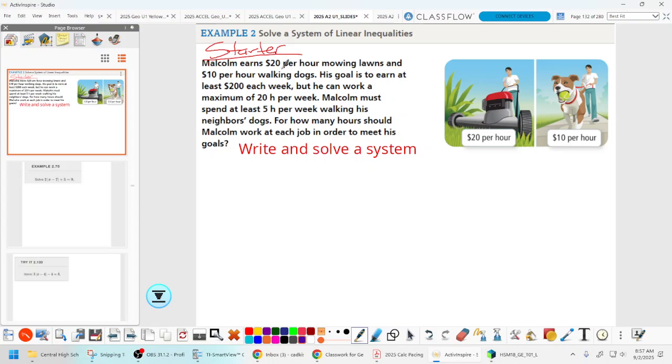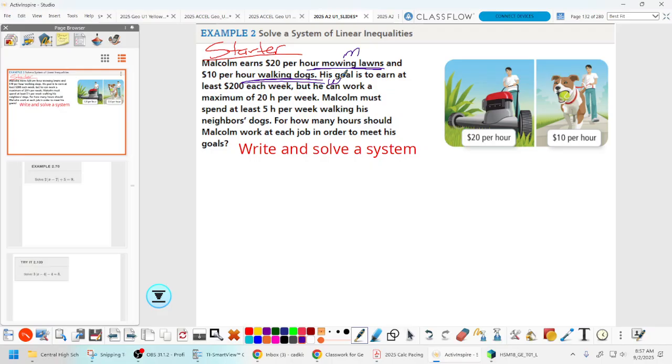If you read carefully, we have two main variables. We have time spent mowing lawns and time spent walking dogs. And anytime you have a story, I would definitely recommend using a variable that represents clearly what each piece is. So like M for mowing, maybe W for walking dogs. Or you could do D and L for lawns and dogs.